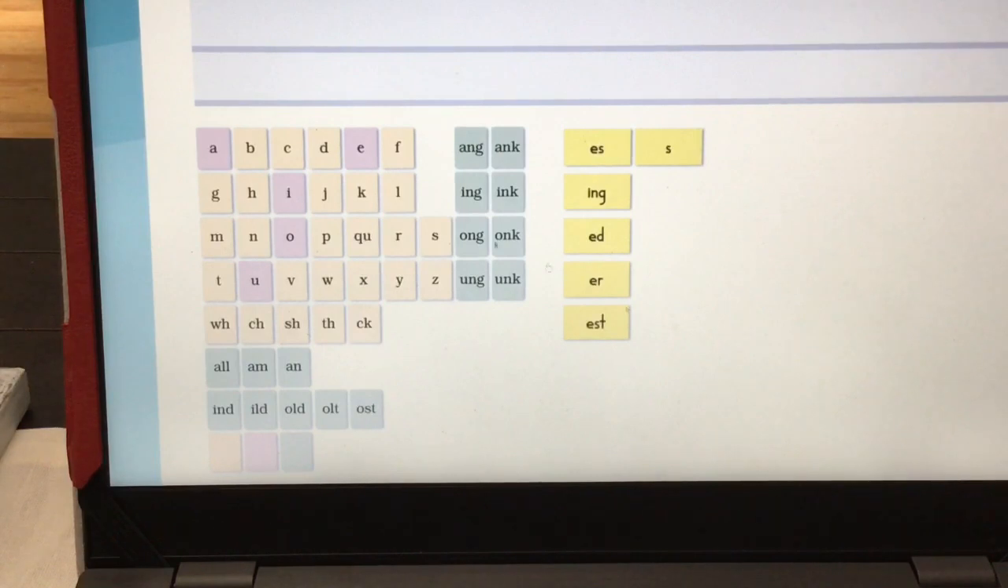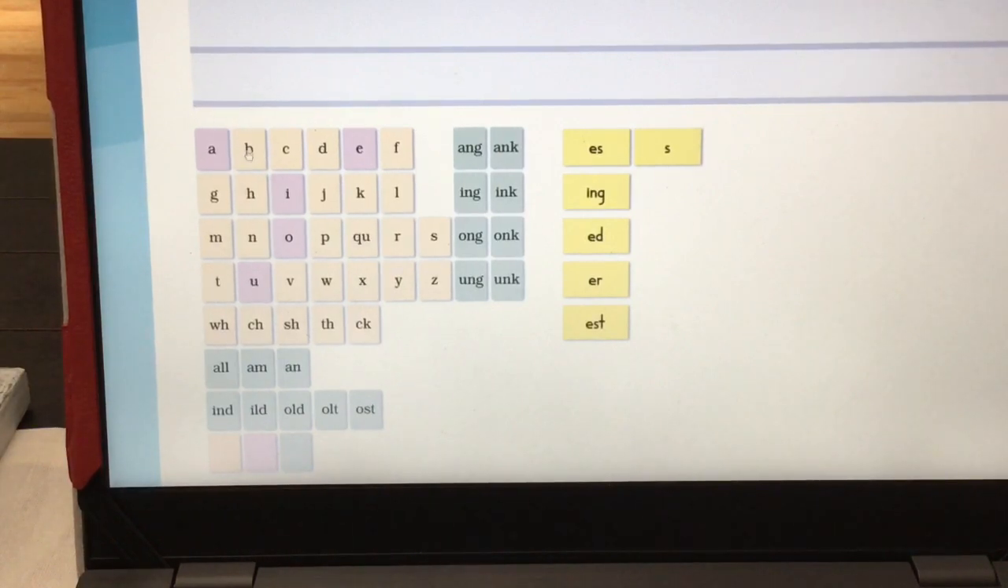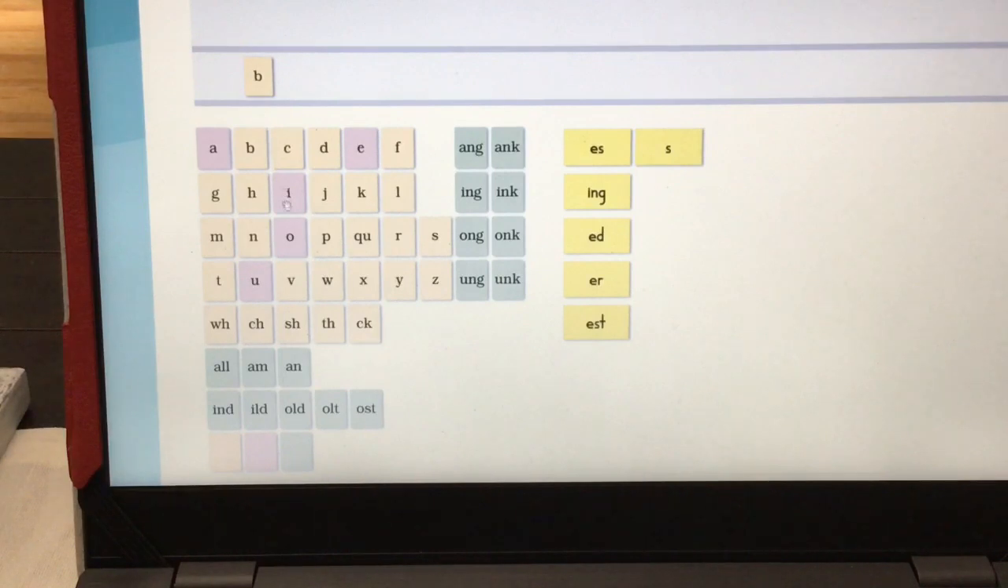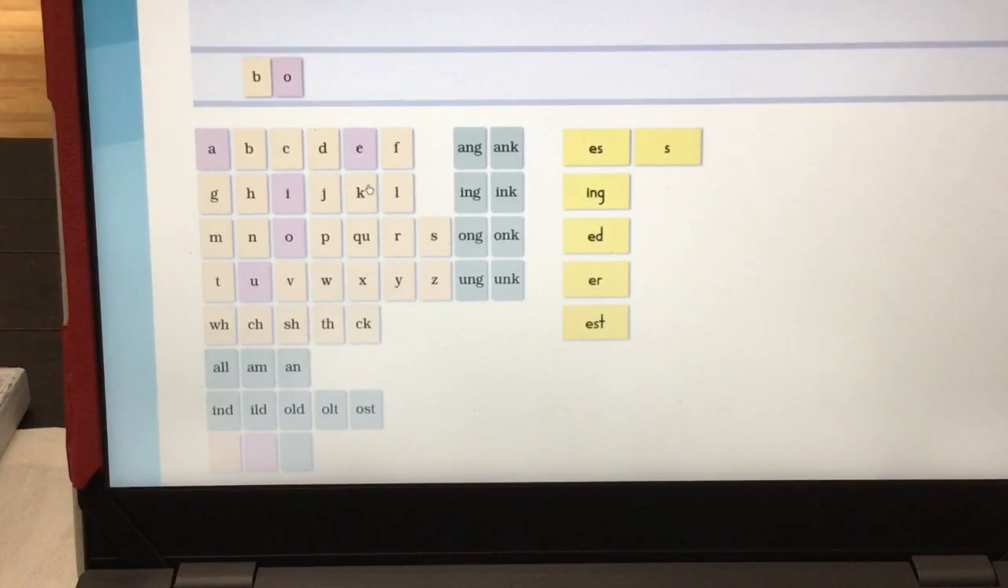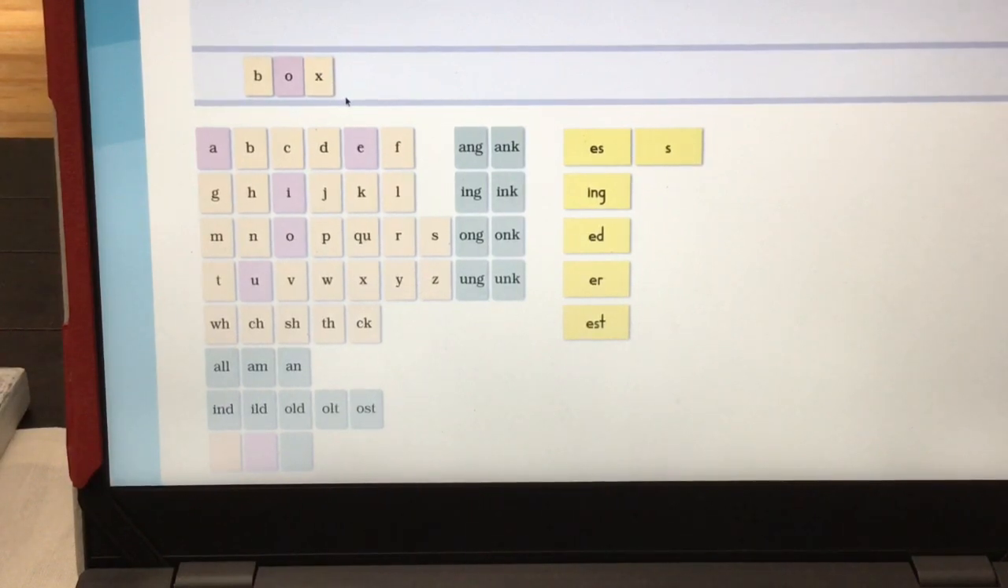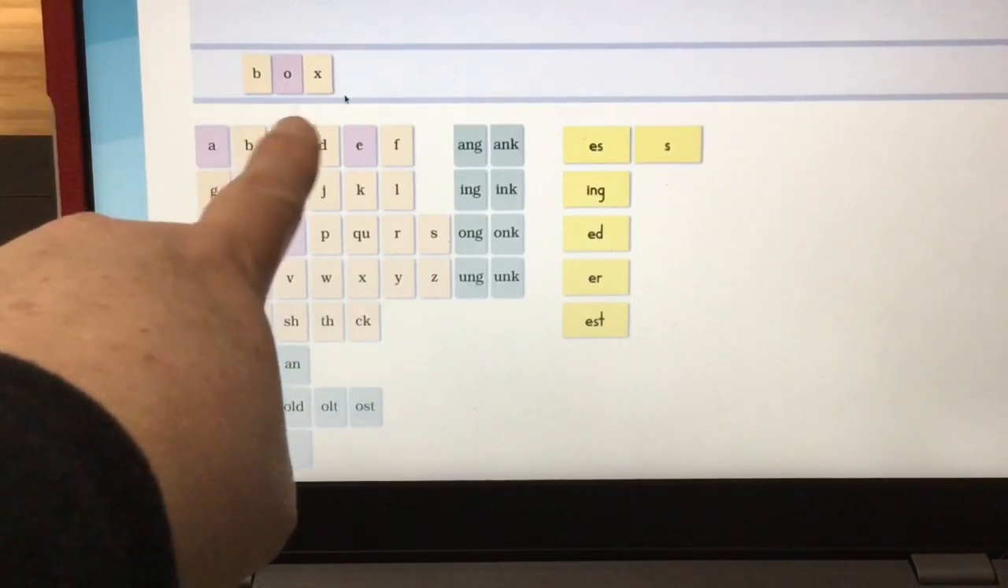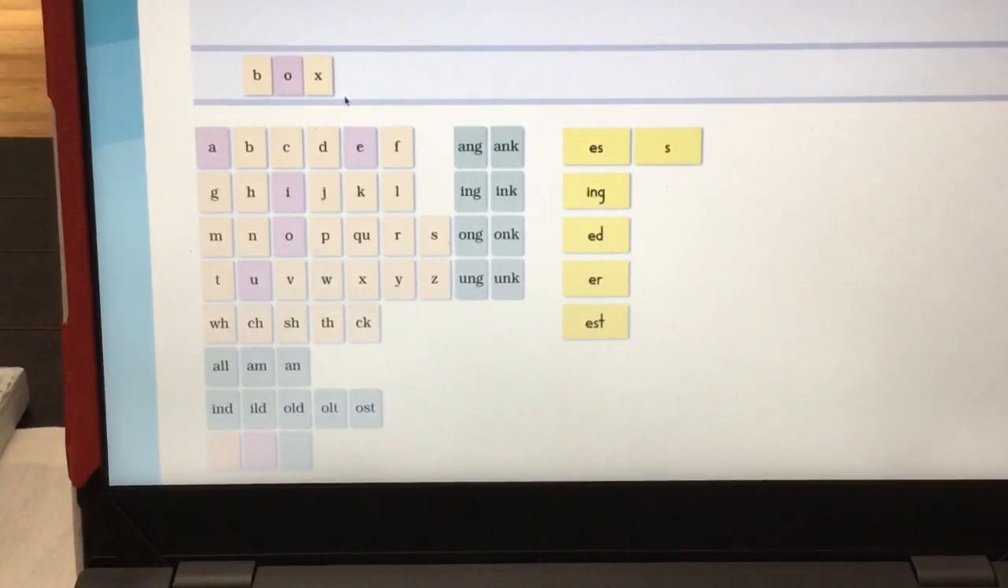Okay, I hear it too. B. O, octopus. Box. Oh, that's not a KS. That's an X, like fox. Okay, put that up there. Box. All right. Nice. Okay, so I didn't have just one box. I had tons of them. I had boxes. Lots of boxes.